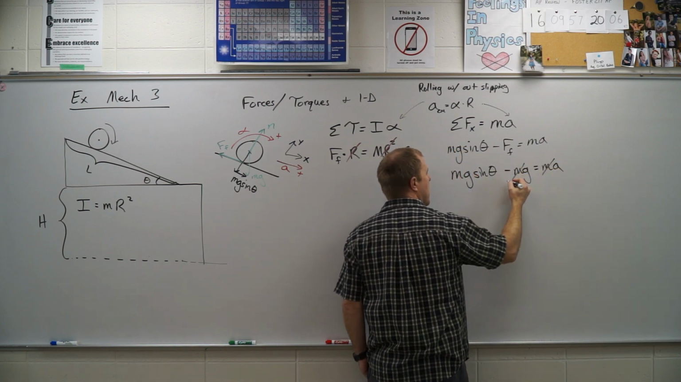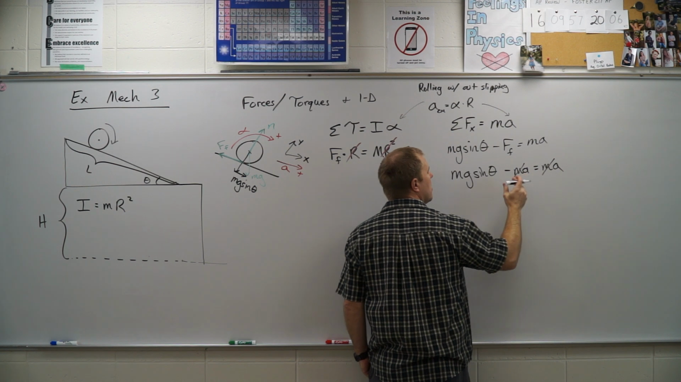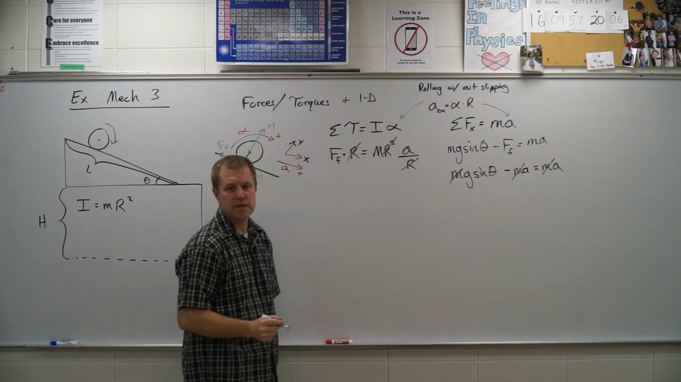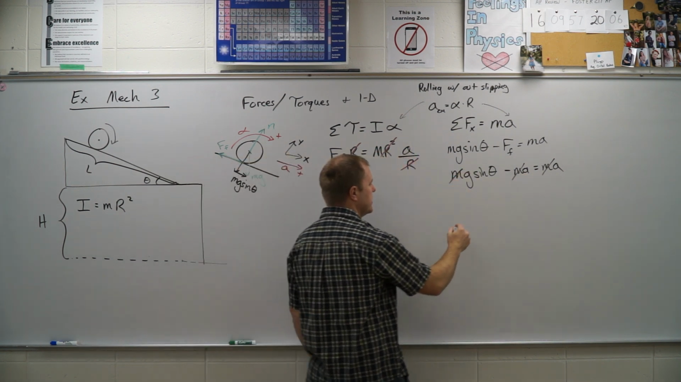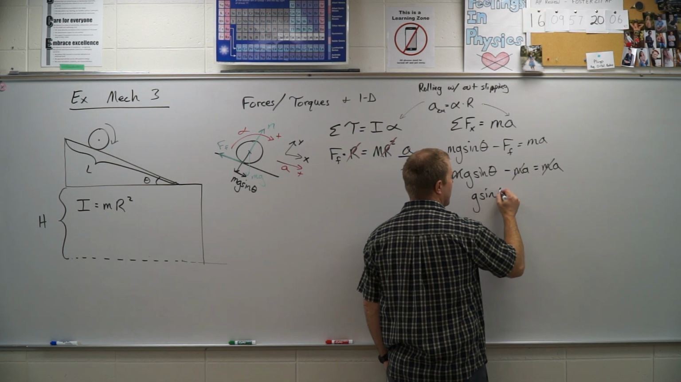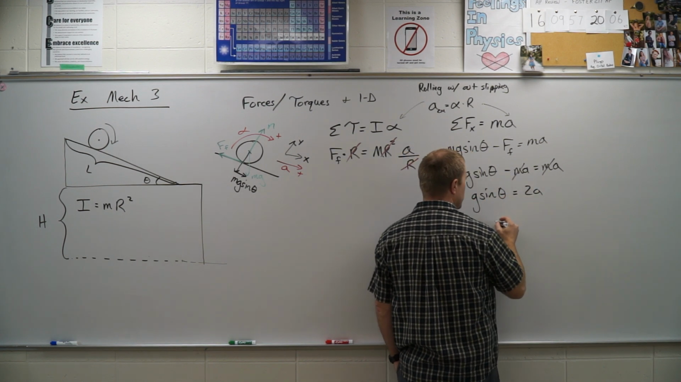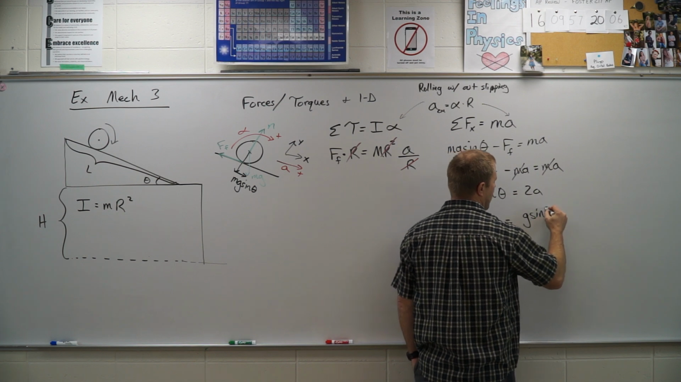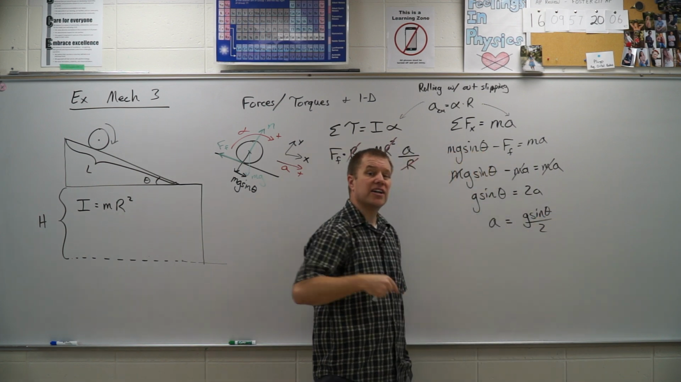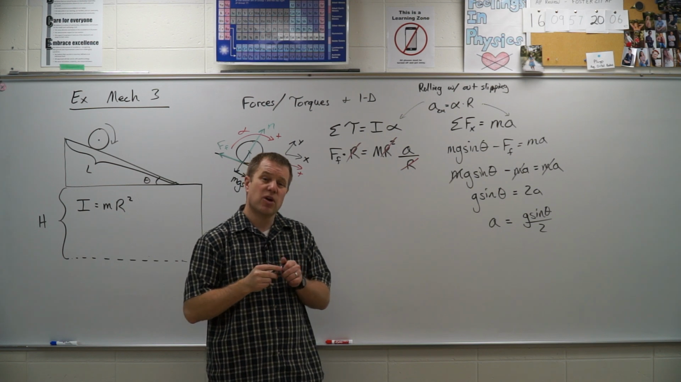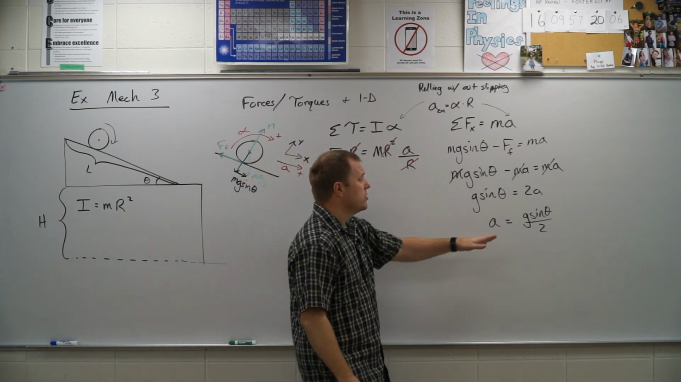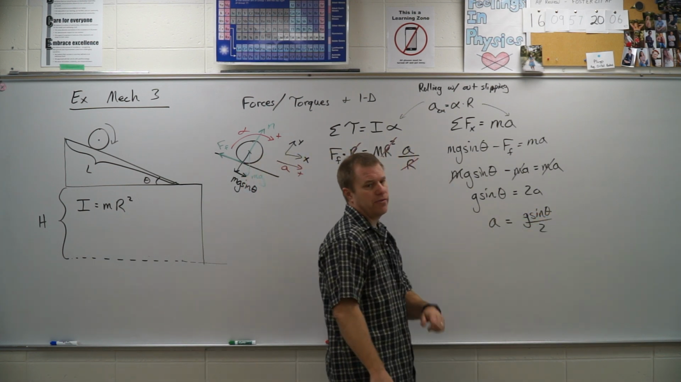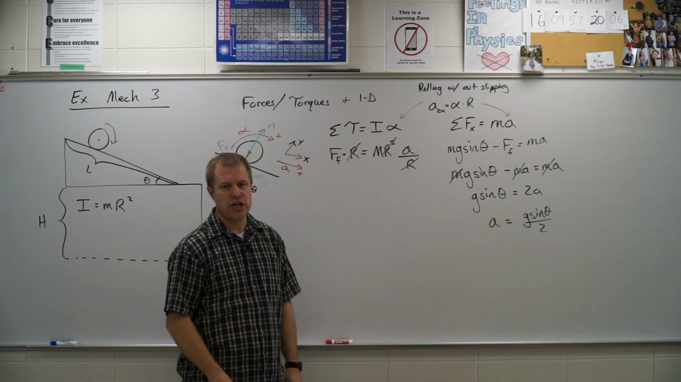Fantastic. All of the masses cancel. Move that a over to the other side, so now I have g sine theta equals 2a. So now I know my acceleration is going to be g sine theta divided by 2. I should double check to make sure these are the given quantities that it told me about. So it told me about the angle and other fundamental constants, so that's g.